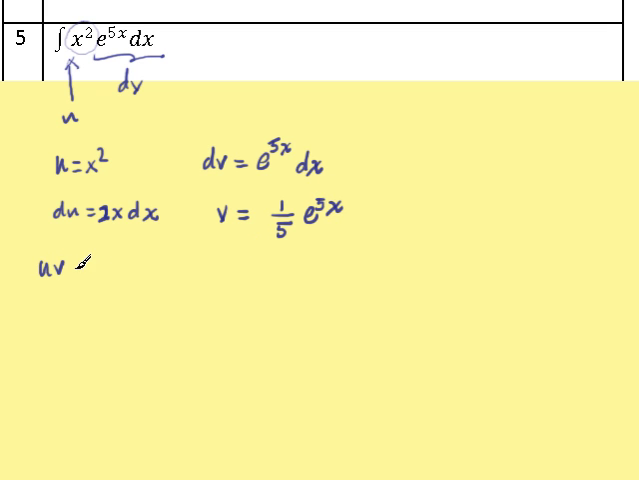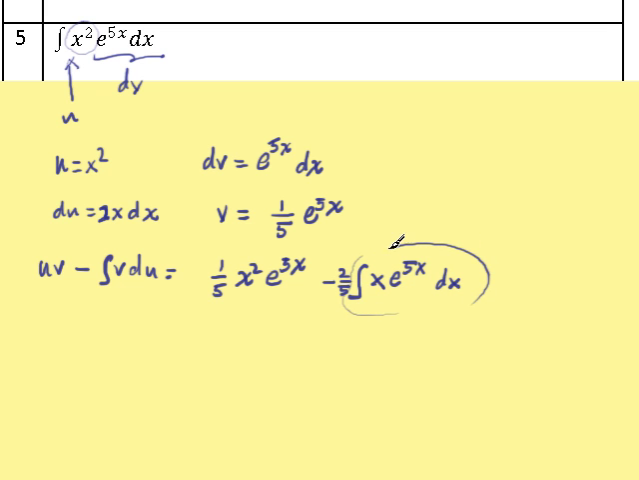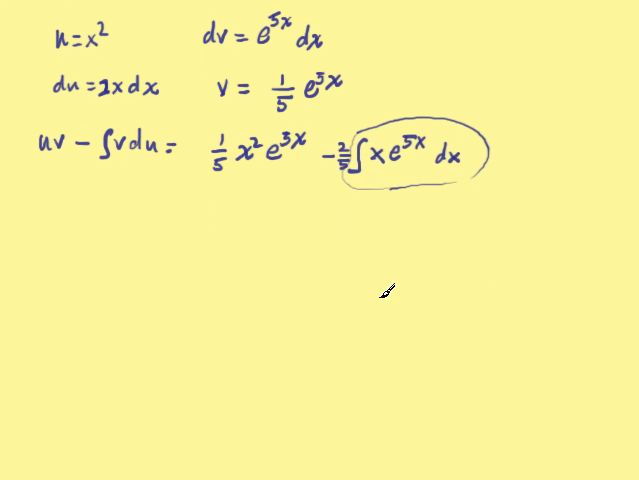Okay, let's do uv minus integral v du. For uv, we have 1/5 x squared e to the 5x minus the integral of this times this. Okay, so let's put 2/5 out in front. And here we have x e to the 5x. So now we have to evaluate this integral. Let's do that on the side, and then we'll put it back here. So down here, let's do this integral, x e to the 5x dx.